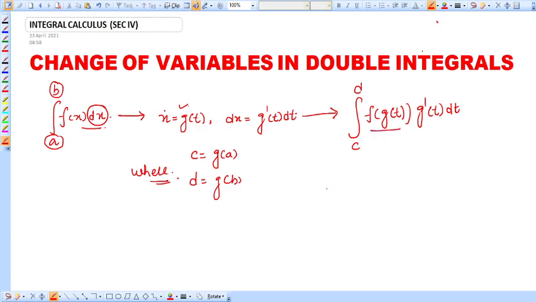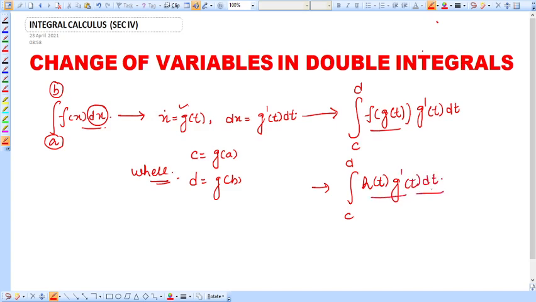You can also give this function some other name. You can call it h(t), so h(t) g'(t) dt. So this is how we change the variables in a single integral. Now we are going to see the same thing in the case of double integrals.